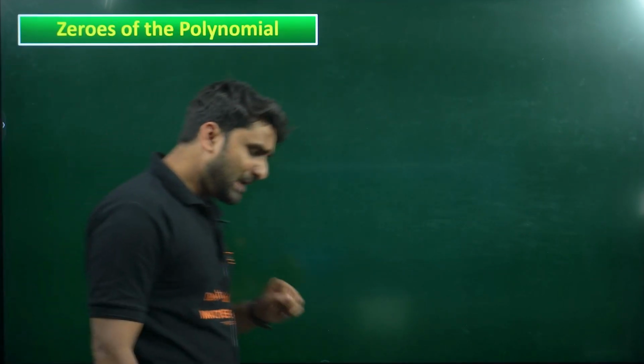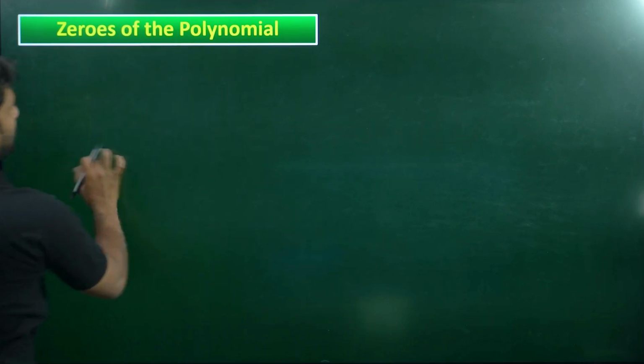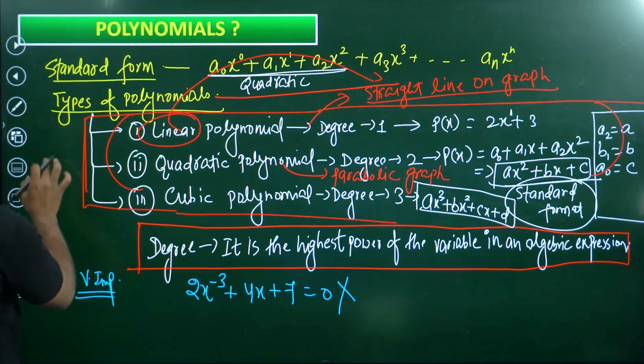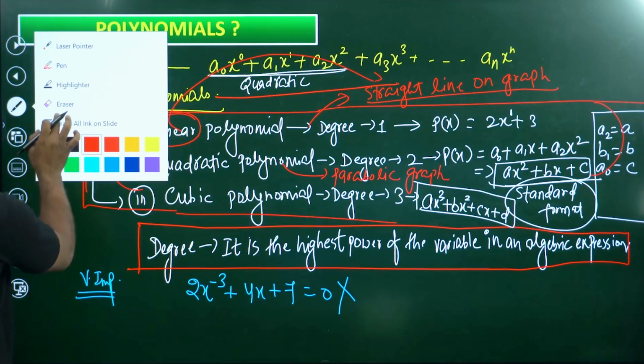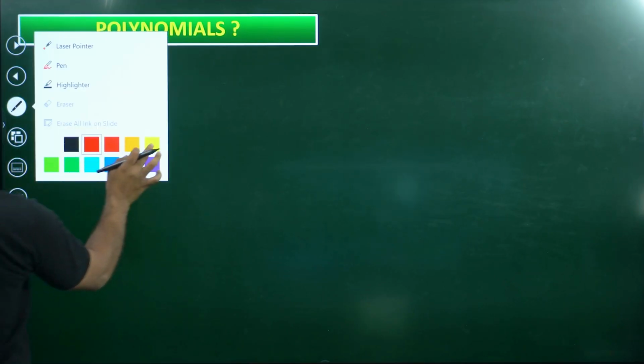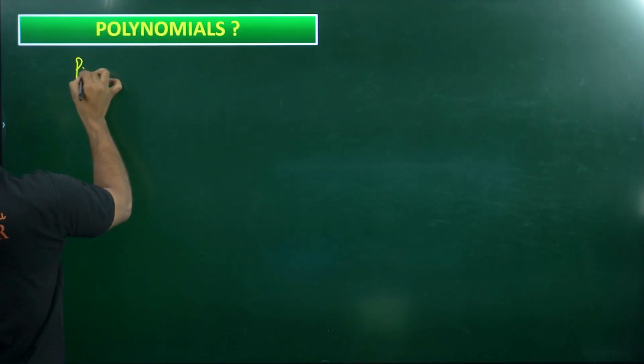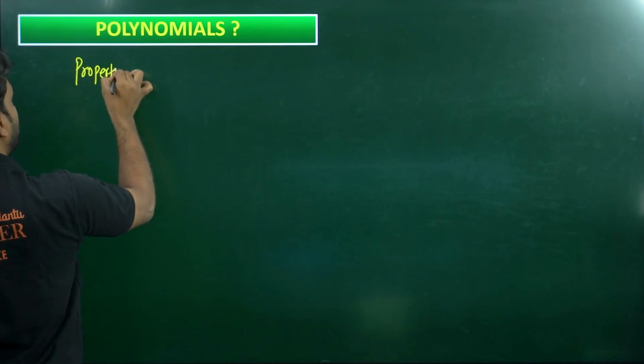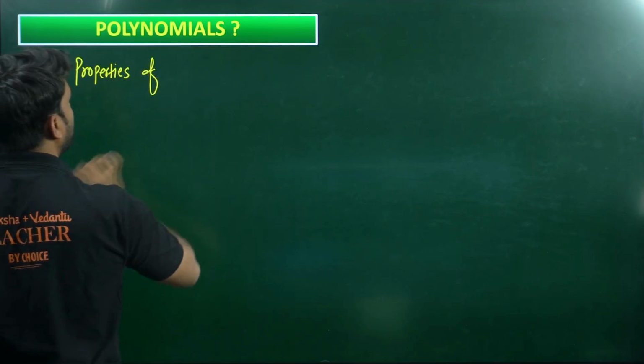Okay. Now properties. So let's talk about it here. Okay, can I erase it? Okay, I'm erasing it. Now moving to next. Properties of polynomial.